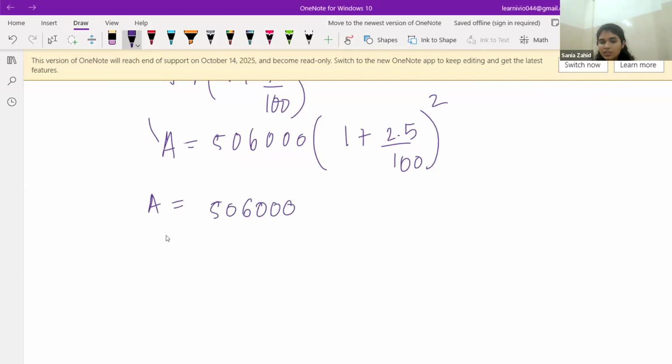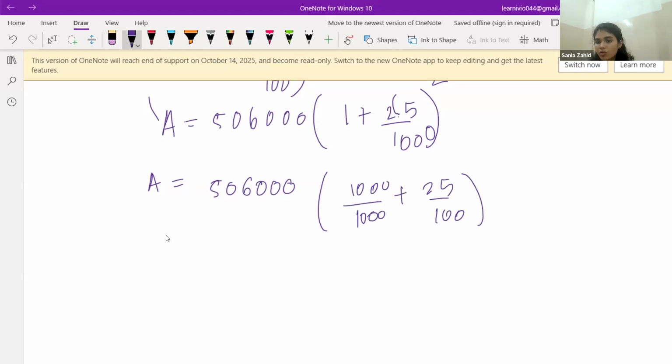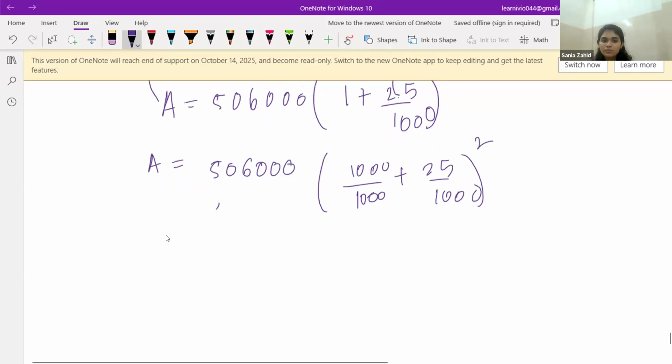So what does this become? That's not just 1 by 100, Hermine. I've told you many times, 100 by 100 you would write. You can't just write 1 by 100. First of all, remove the decimal. This becomes 1000. Now do 1000 by 1000 plus 25 by 1000. Now whole power 2.